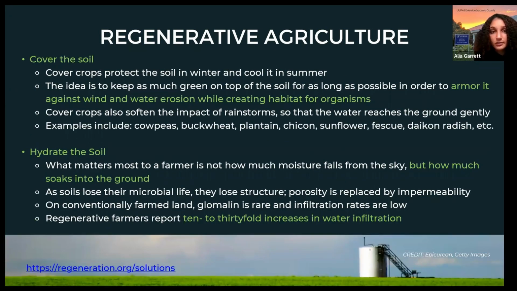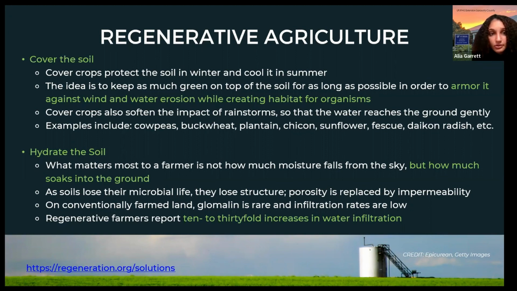Cover crops protect the soil in winter and cool it in the summer. The idea is to keep as much green on top of the soil for as long as possible in order to prevent wind and water erosion while creating a habitat for organisms. So cover crops also soften the impacts of rainstorms so that water reaches the ground gently.